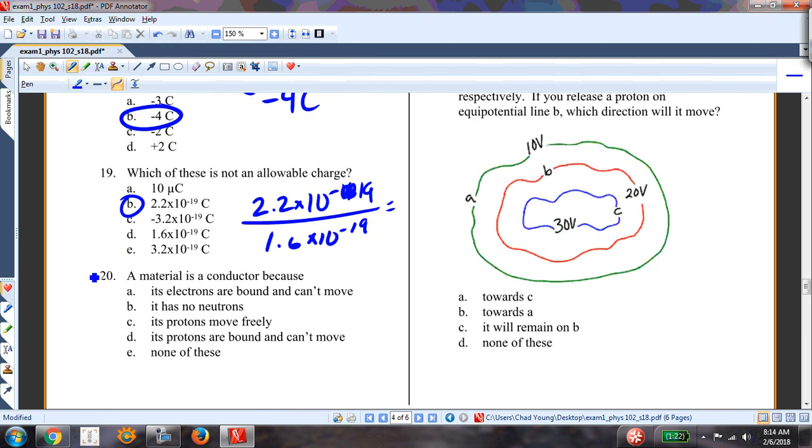So 19 is B. Material is a conductor because, well, it's not that. It's not that. Conductors have neutrons. It's definitely not that. Protons do not move freely in a conductor. That's a true statement, D is, but that's not what makes a material a conductor, so E is the right answer.